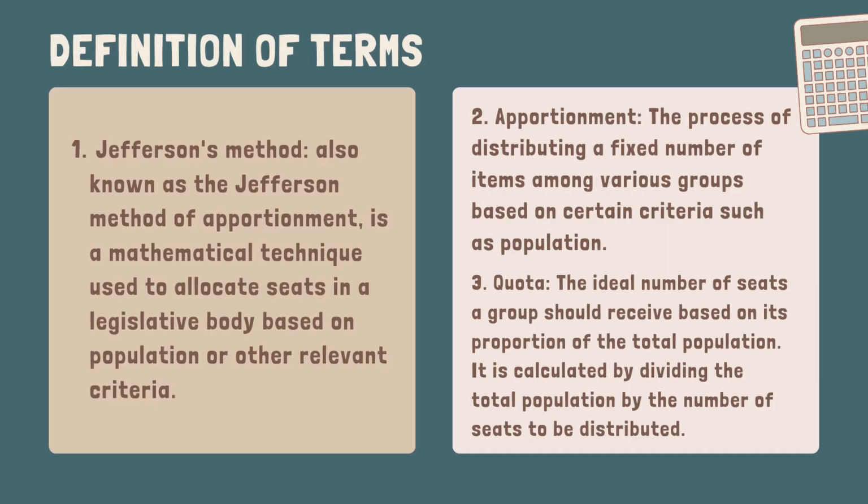Number two is apportionment. It is the process of distributing a fixed number of items among various groups based on certain criteria such as the population. Number three, we have the quota. It is the ideal number of seats the group should receive based on its proportion of the total population. It is calculated by dividing the total population by the number of seats to be distributed.